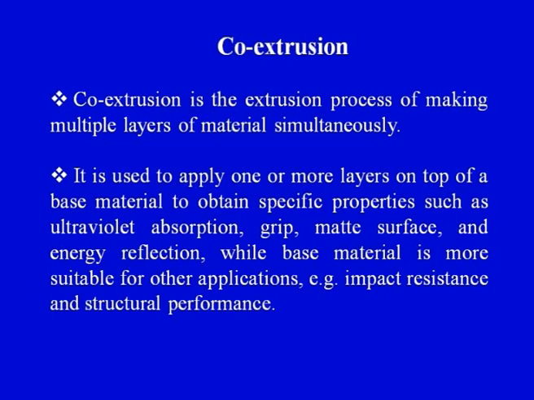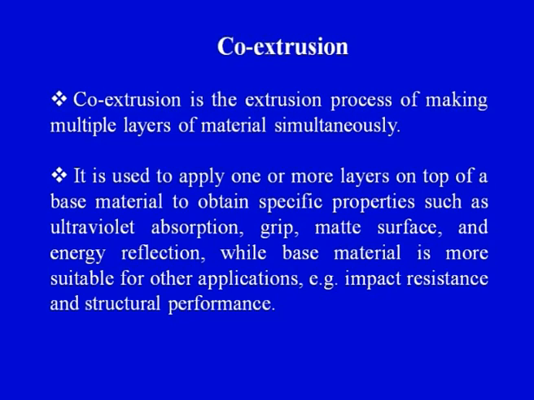So in co-extrusion we can blend different types of films together to get the desired properties out of the final product. So co-extrusion is the extrusion process of making multiple layers of the material simultaneously. So it is used to apply one or more layers on top of the base material to obtain specific properties.